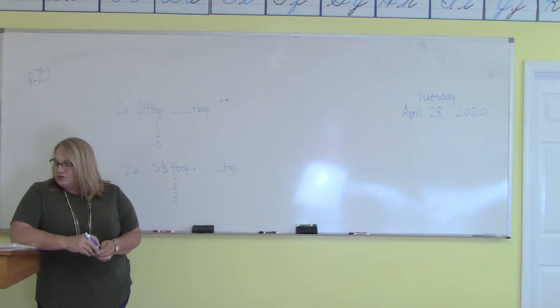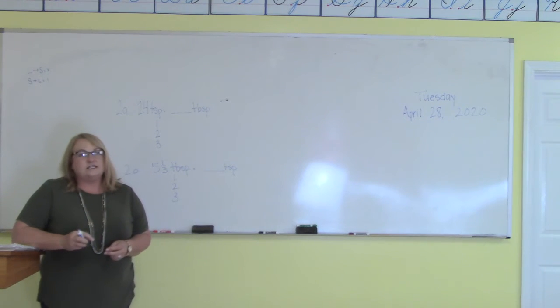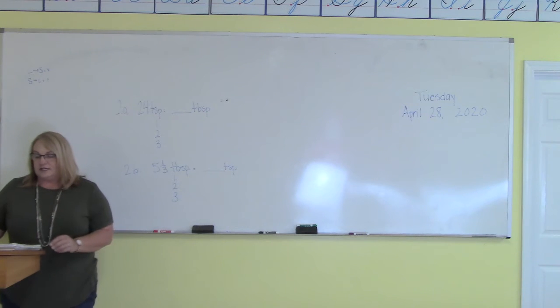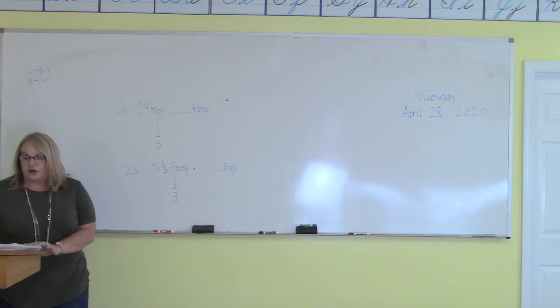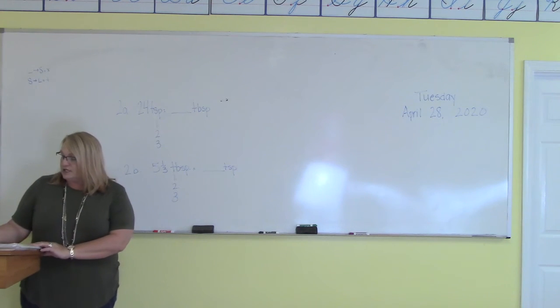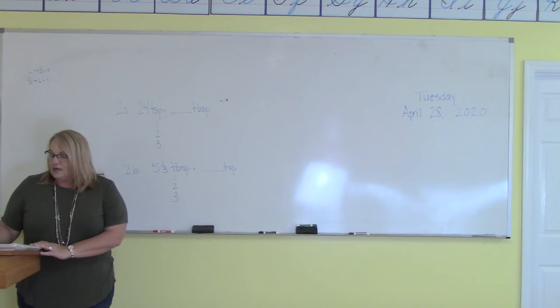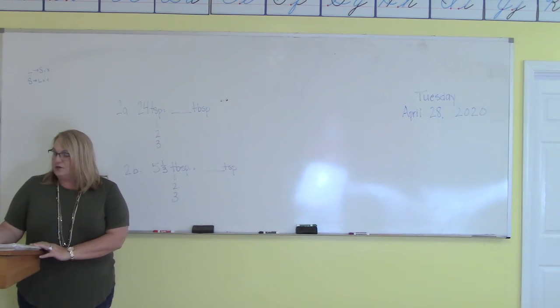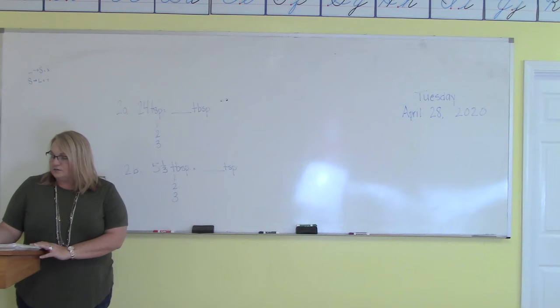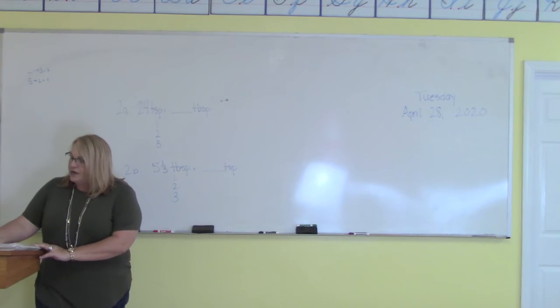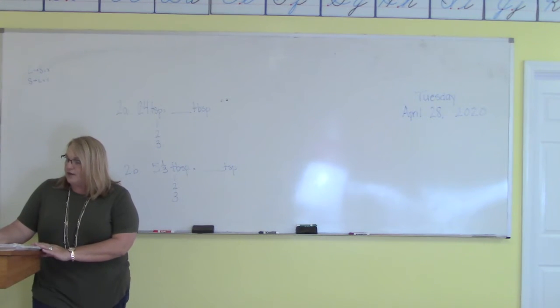J, 10 tablespoons is equal to how many teaspoons? 10 times 3, 30 teaspoons. K, 11 tablespoons is equal to how many teaspoons? 11 times 3 is 33 teaspoons. L, 12 tablespoons is equal to how many teaspoons? 12 times 3 is 36.